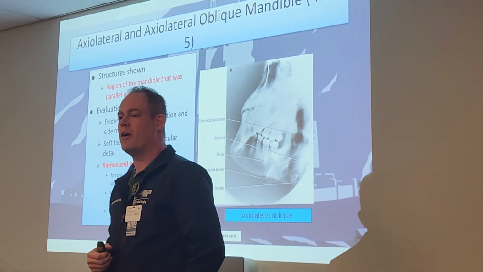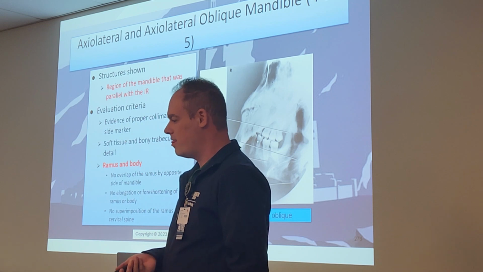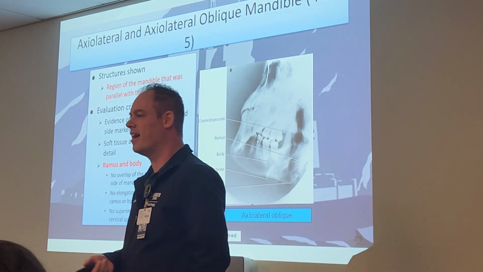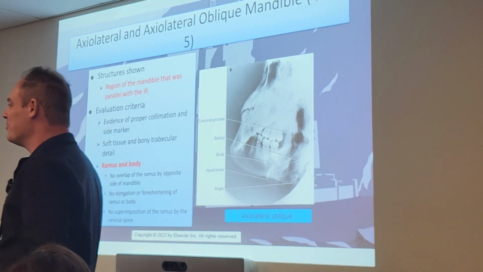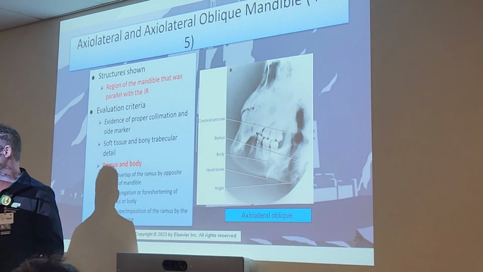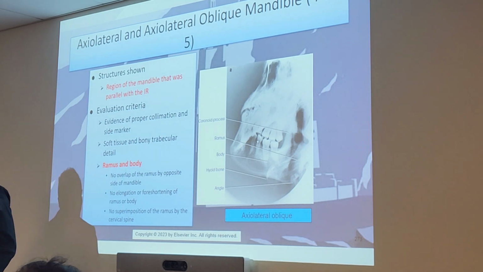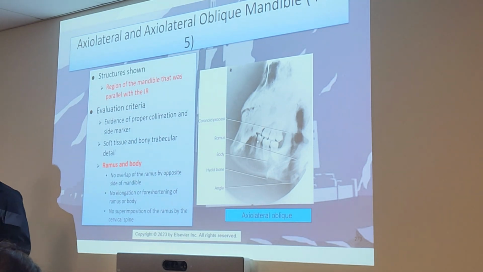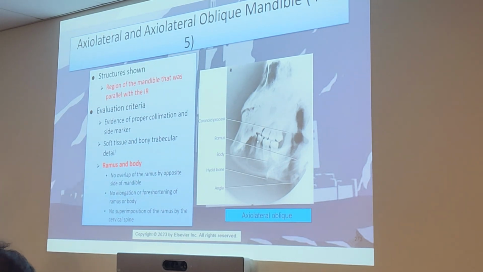Structures shown, region of the mandible. Got that cotton mouth sometimes, your mouth gets dry. You try talking for 2 hours, see what happens to you. Why the coffee? All turns red.